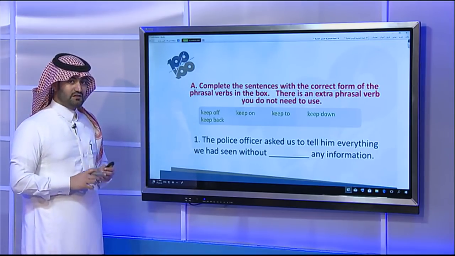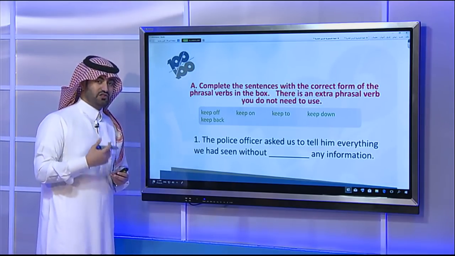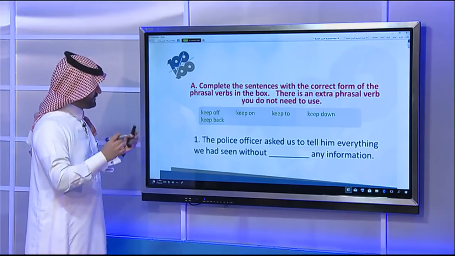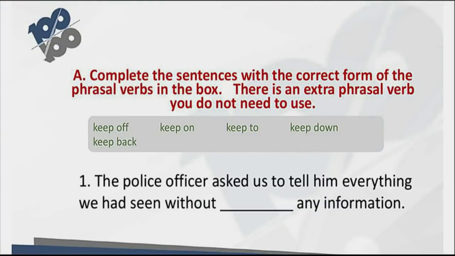Before reading the sentences, let's read the phrasal verbs in the box and try to understand what they mean, or to get them in that context. The first one is keep off. As you notice, all the verbs here are keep, but with different prepositions, so with different meanings. When I say keep off, it usually means don't touch something, or stay away from something, okay?